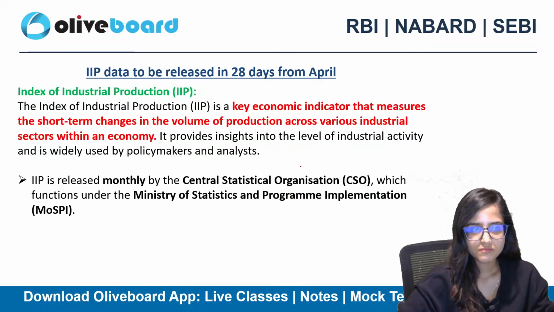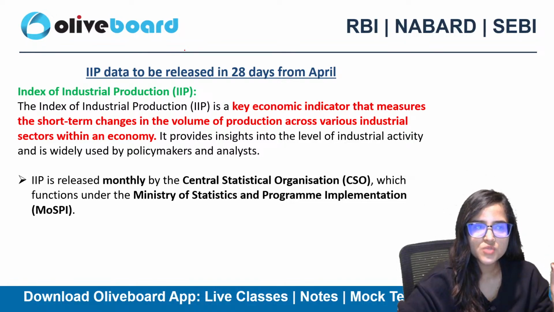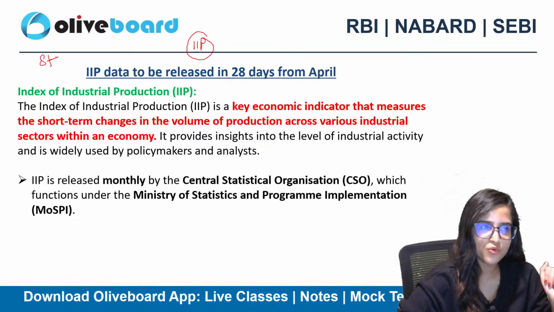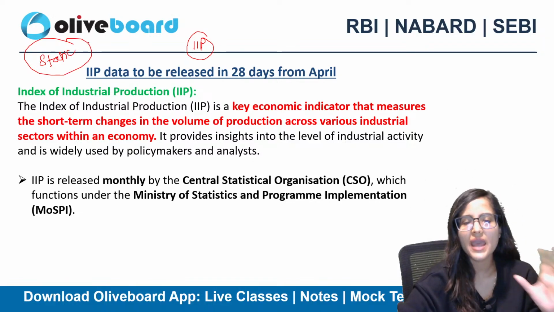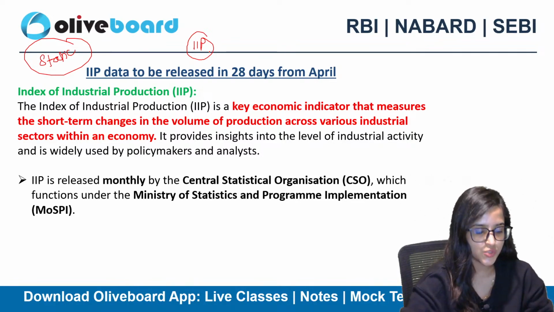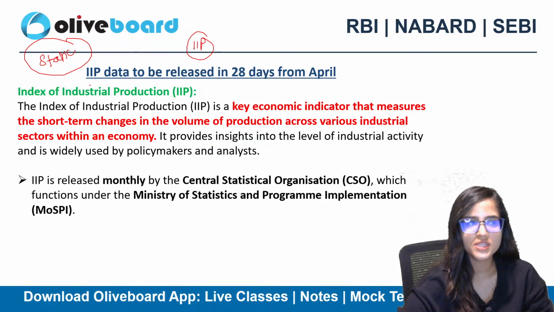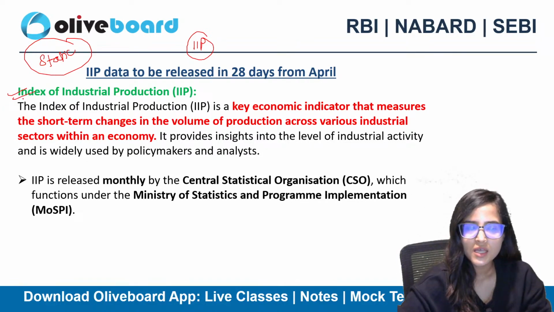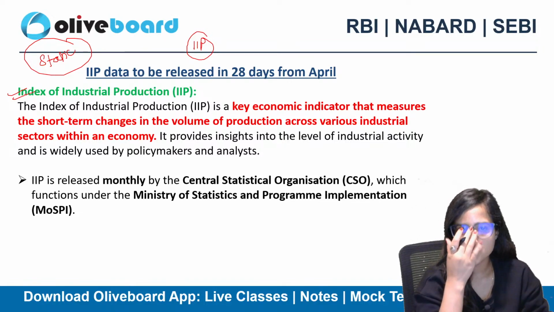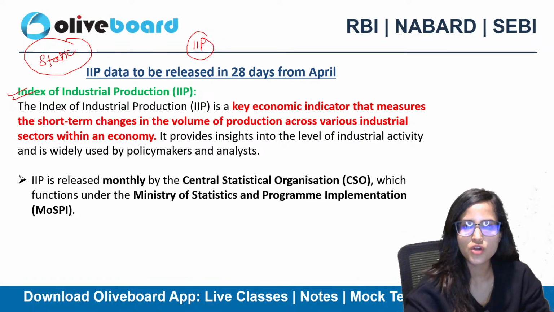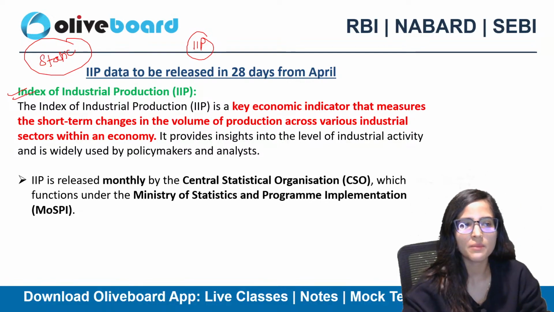Now, from this, we need to understand what IIP is. This is your static portion that I have mentioned over here. Many times we have seen IIP in the news. We keep reading about it in articles, and that is why, from your static portion, the Index of Industrial Production becomes very important. So let's cover this index. You might get a question in MCQs linked to the static portion.